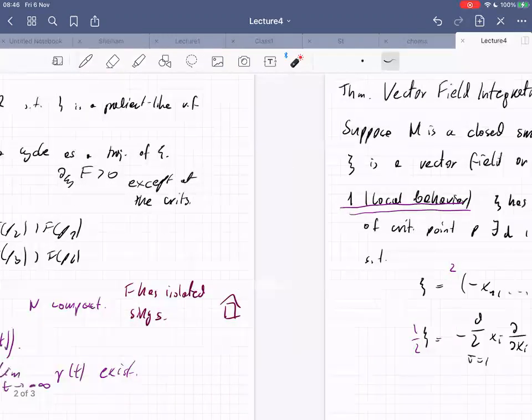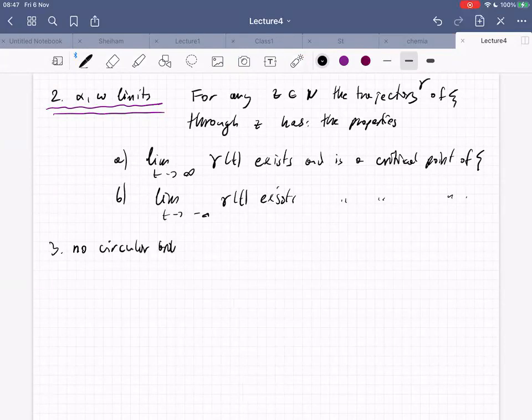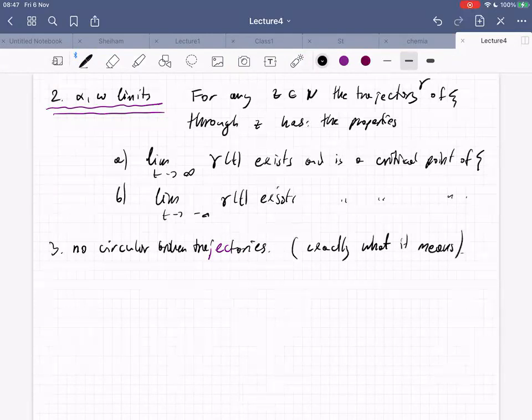And number three is no circular trajectories. This is not implied by condition number two. Exactly. What it means. And then the statement.